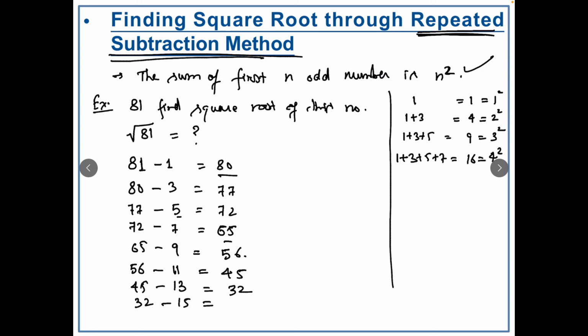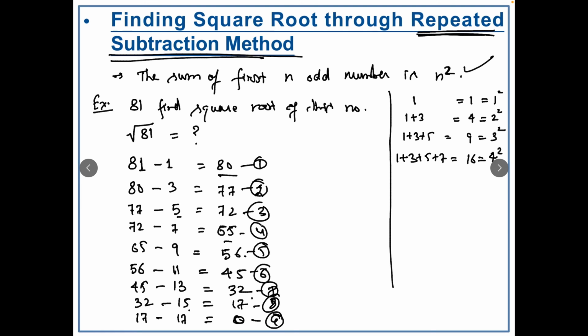So 32 minus 15 is 17, and this 17 minus the next odd number, 17, equals 0. The moment we get 0, we'll stop there. Then we'll count the number of steps, which is 1, 2, 3, 4, 5, 6, 7, 8 and 9. So we are reaching 0 after 9 steps, which means the square root of 81 is equal to 9.